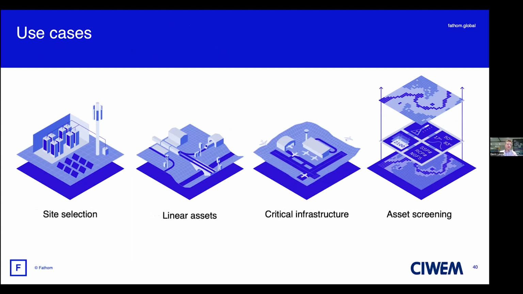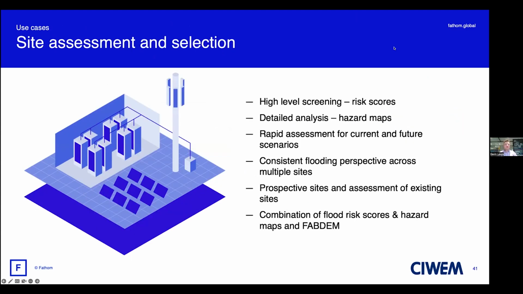So I'm going to look at several use cases today that highlight how our data can add value to some of the projects you may be involved in. So looking at now, next slide please. For site selection, we can look at two elements here. Firstly, there's that high-level screening where flood and climate risk scores can be used for estimating risk for all flood frequencies in a consistent output without the need to perform additional spatial analysis. So that's a very rapid screening process.